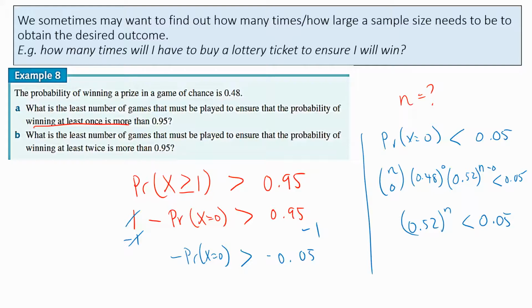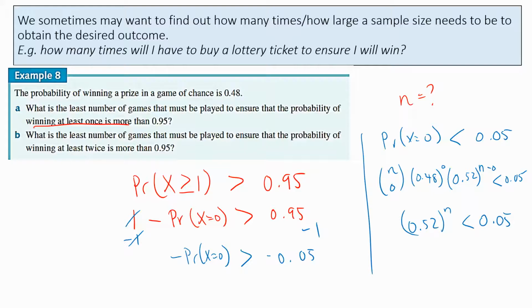Going back to logs and exponentials, this is a power base. How do I remove 0.52? Log it to the base of 0.52 on both sides, and then you can start with n less than log base 0.52 of 0.05. Very good. Okay, and so here you can use a calculator. And that's what this exercise is about. You can use a calculator here.